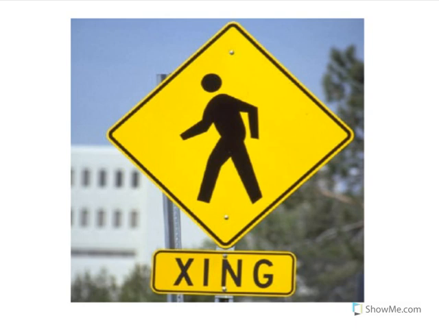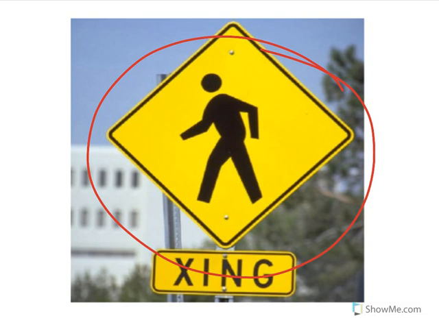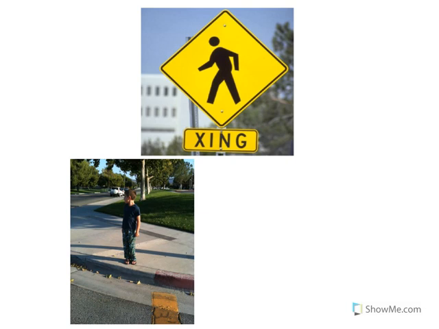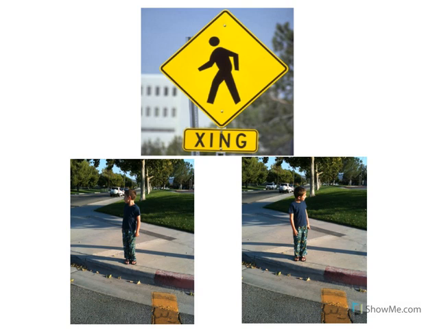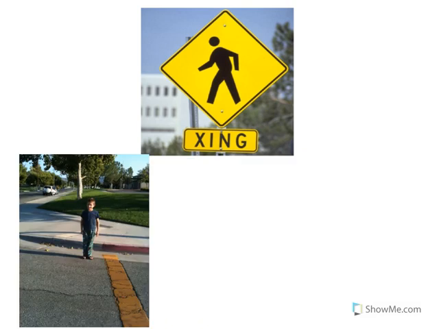Look at the sign. That sign says pedestrian crossing. Pedestrian crossing means it's okay to cross the street there. But before you cross the street, you have to stop and look to the right, and then look to the left. If there are no cars coming, then you can step into the crosswalk and walk across the street.